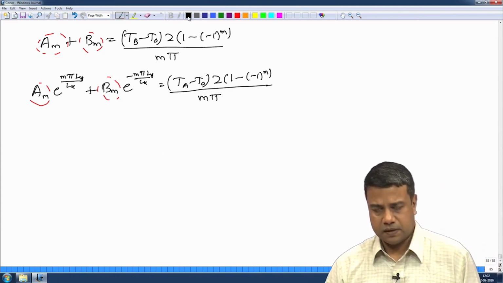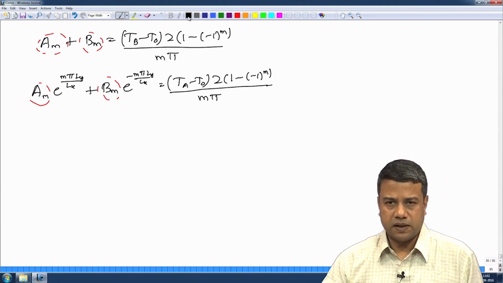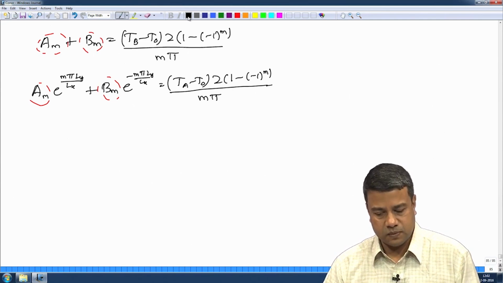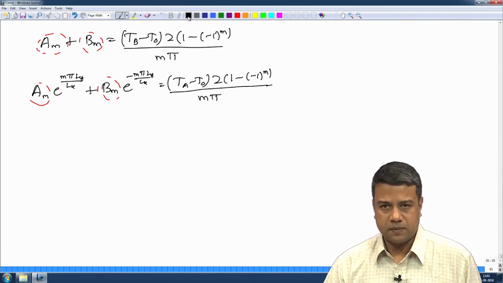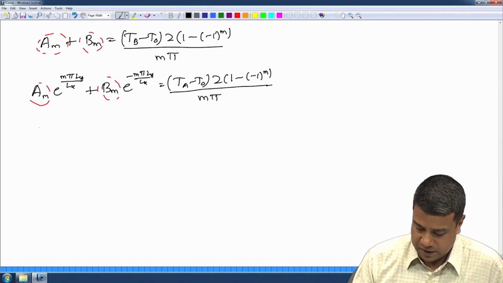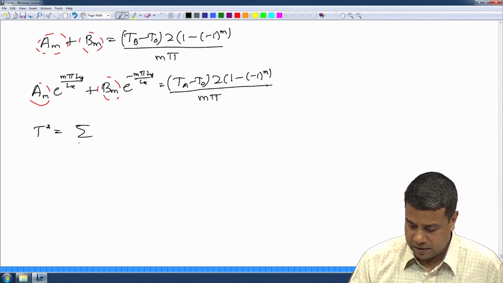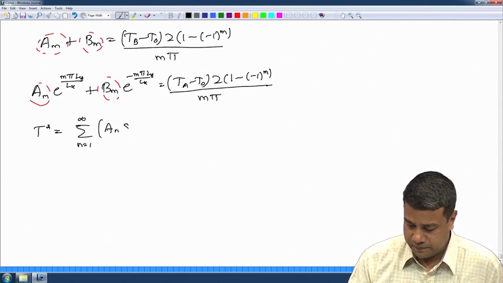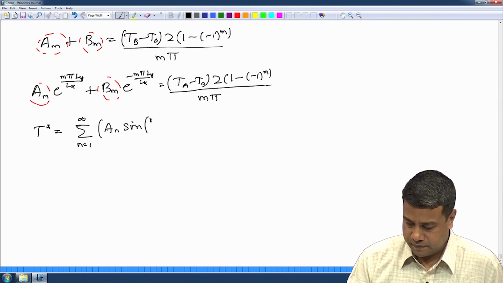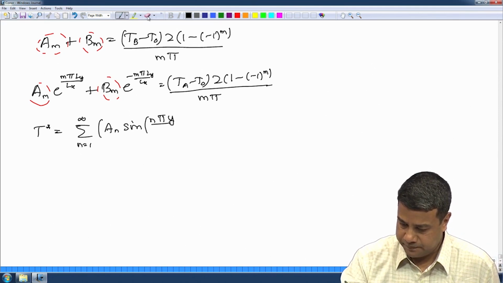The constants are a little complicated in form, so I will not go through the details, but you can solve these equations simultaneously and determine what the two constants are. And once I have that, the temperature is just determined as summation n is equal to 1 to infinity of, sorry.